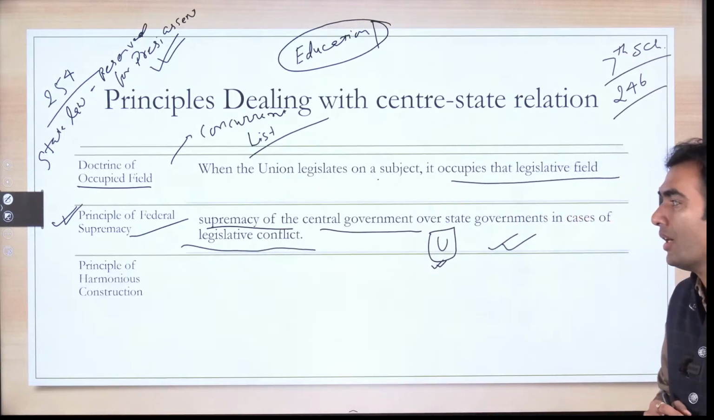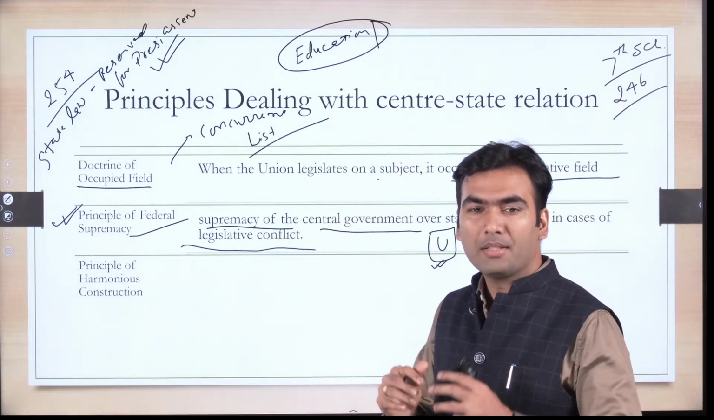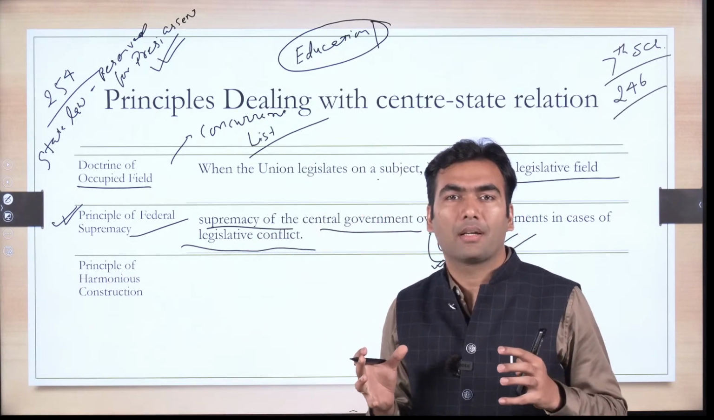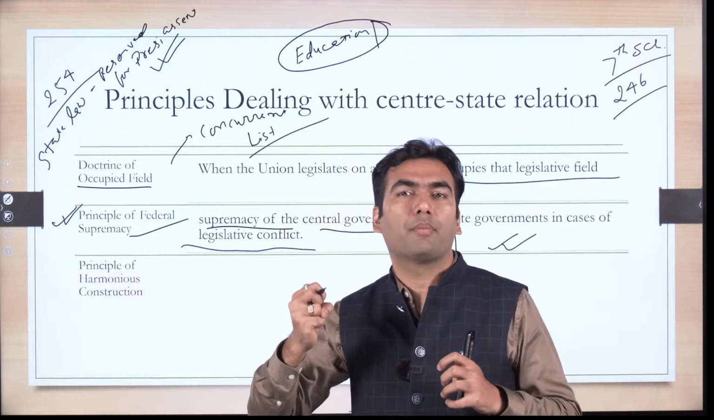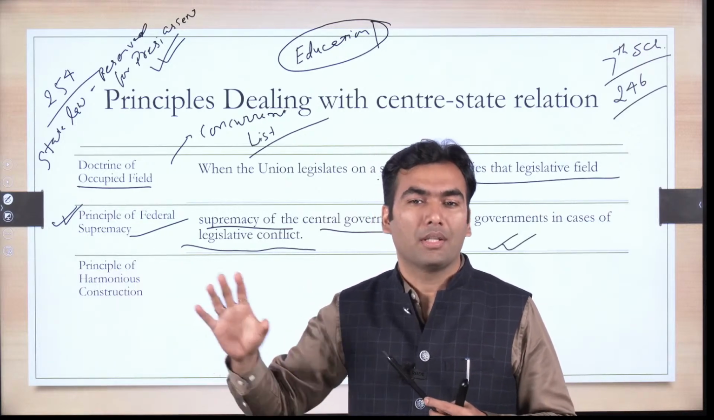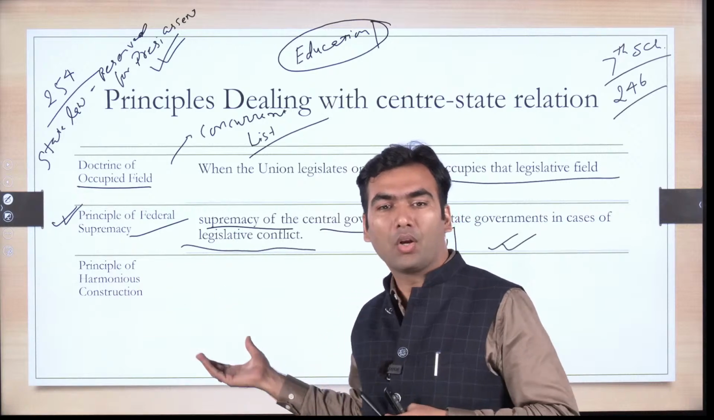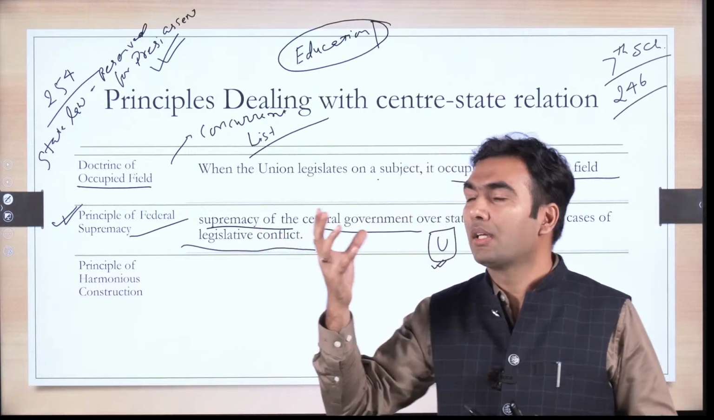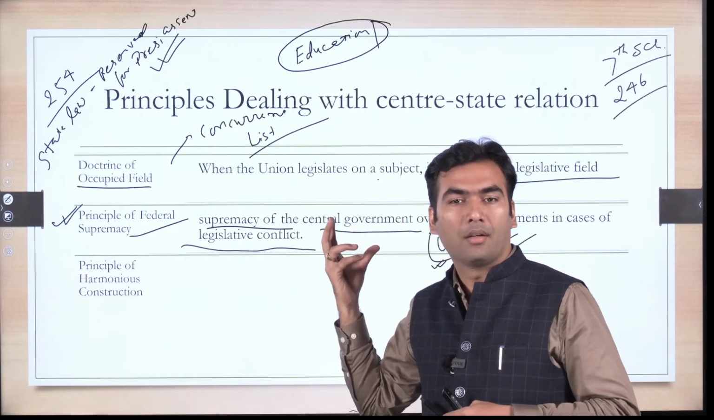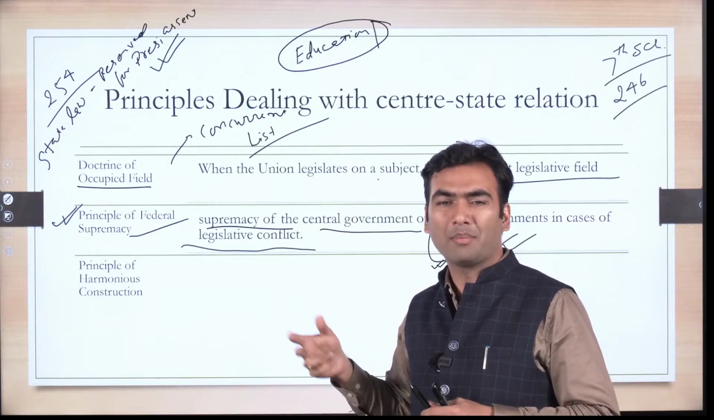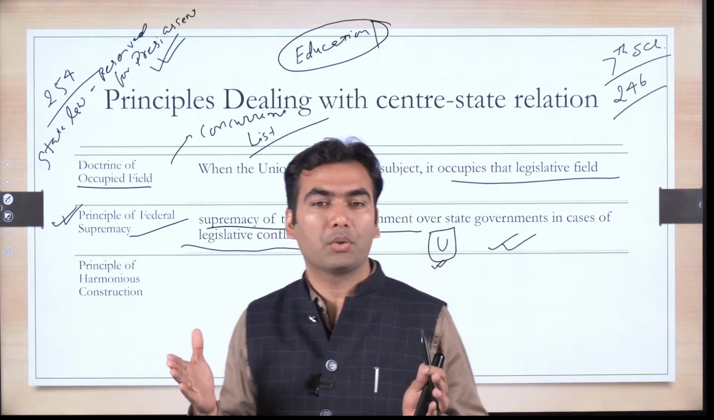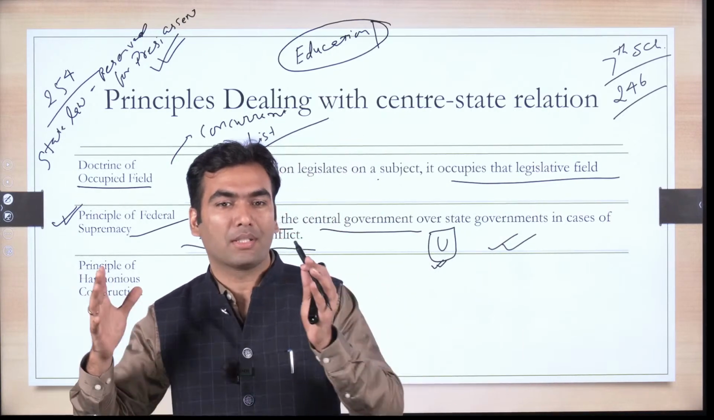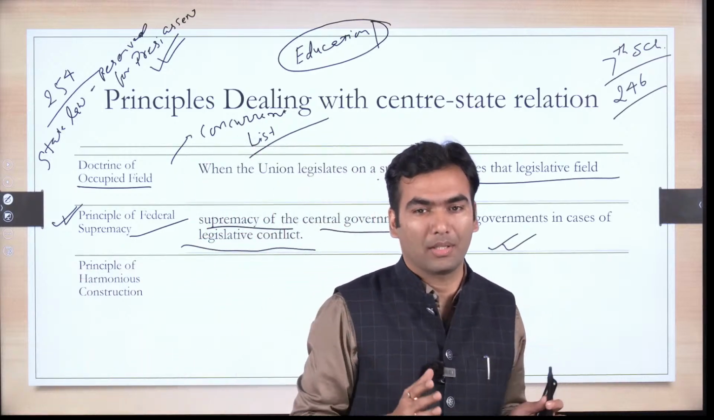Next is principle of harmonious construction. This is a principle given that, see, as and when there is a dispute between a law made by center and a state, the first approach of the court should not be to struck down the state law. Normally, the law made by a state or the law made by union would be struck down. Sometimes it may happen that you will try to decide which of the two has exceeded their jurisdiction, whether the matter falls in the state competency or in the union competency.